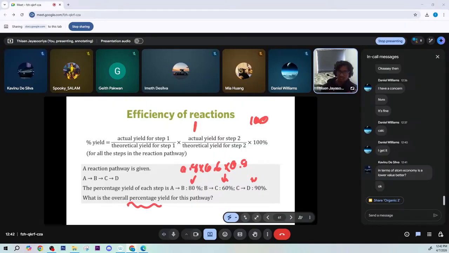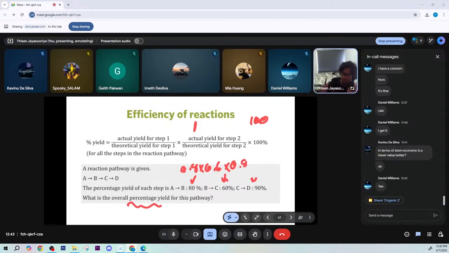Does that idea of percentage yield make sense? The overall percentage yield? It's just that we're multiplying all of our steps together, yeah, to get that overall percentage yield. Thumbs up, thumbs down, thumbs aside, thumbs all around.